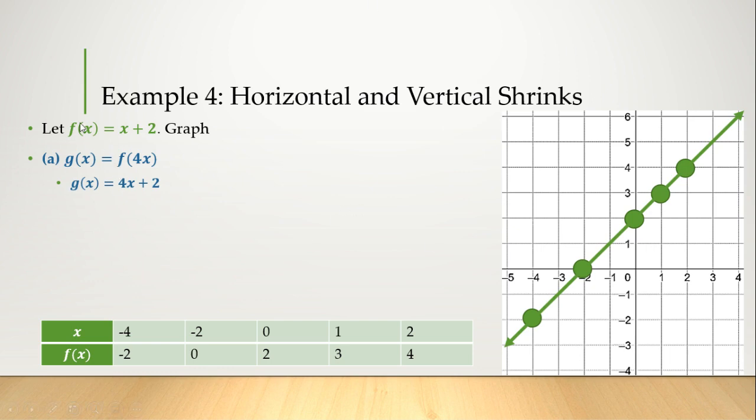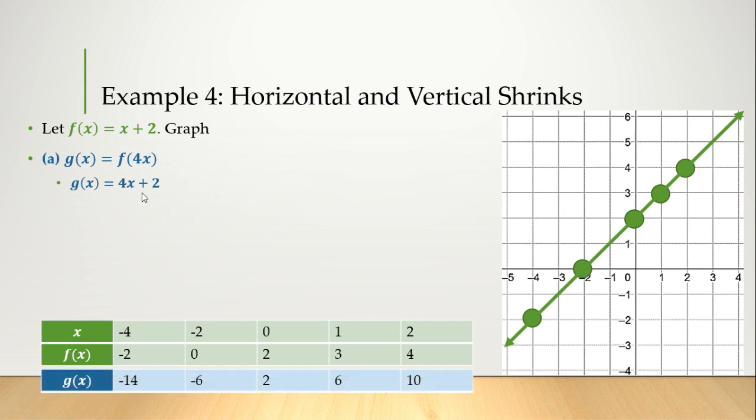Notice we're taking f of x and turning it into f of 4x. So we change the x in the equation to 4x. Now we're ready to add those points to create a new graph. So -14, -6, 2, 6, 10. Put those dots on the graph and draw a line through it.